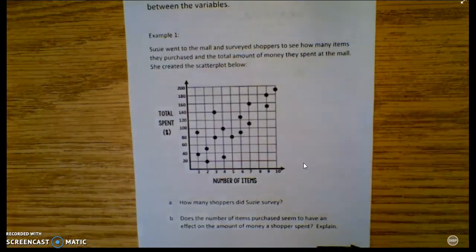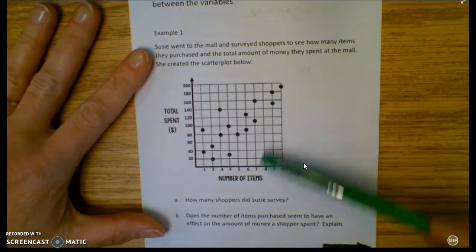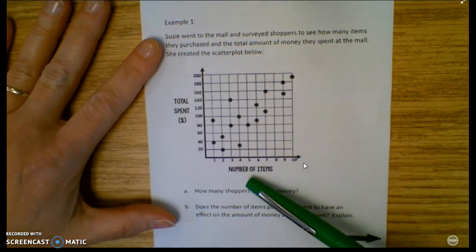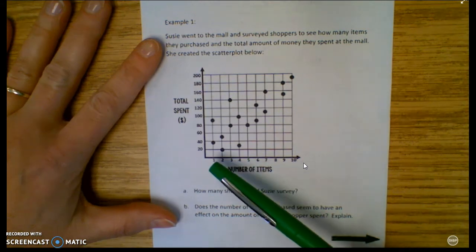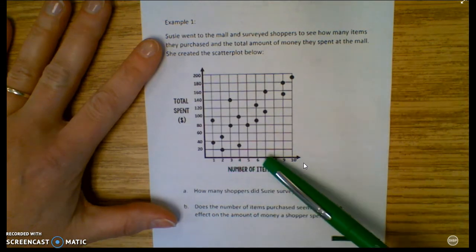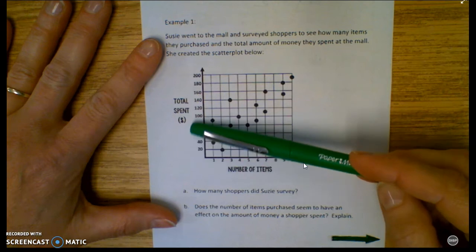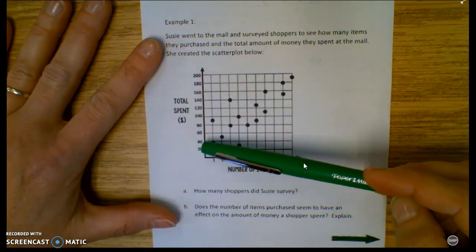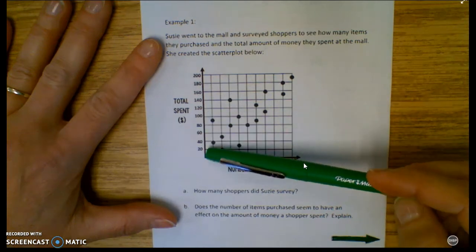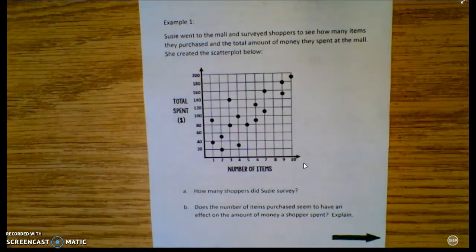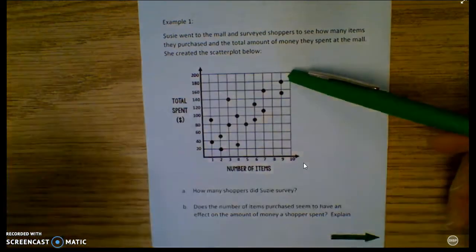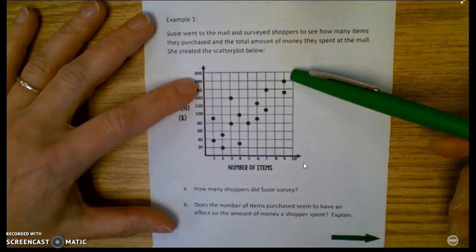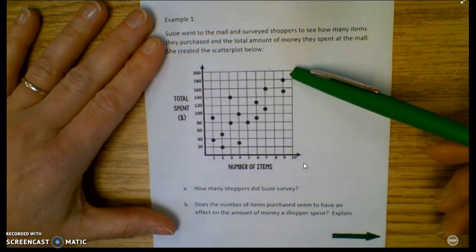So guys, our first example is about Susie going to the mall. She's asked her shoppers to see how many items they purchased. You see how the bottom axis is labeled very well, and you can see that each box represents one item. And then she asked them how much they spent on those items. So this axis is obviously set up differently because of the money spent, and we had to be able to accommodate some of the data, which shows that they spent like $190, I guess, for this point out here.